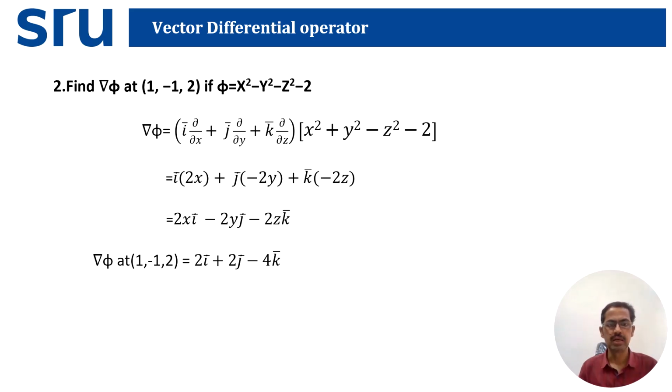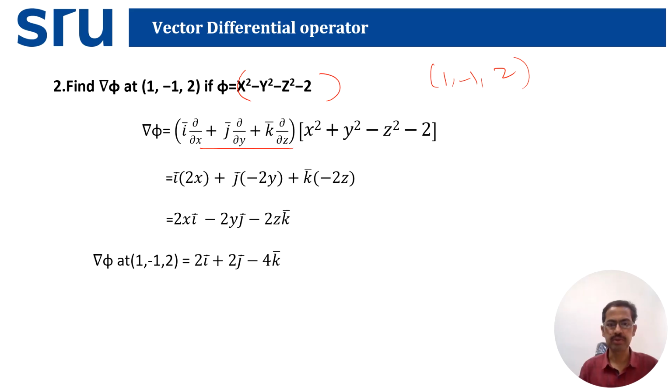And next, find del phi or grad phi at the point (1, -1, 2). Here phi is x square plus y square plus z square minus 2. So similarly, just write down the differential operator del, acting on x square plus y square plus z square minus 2.